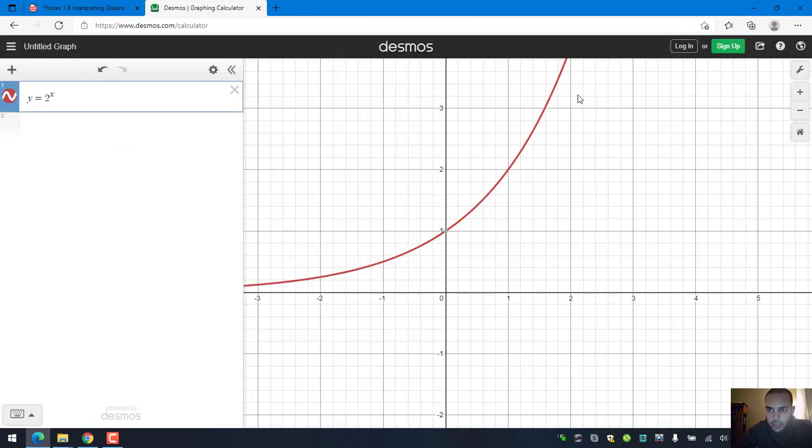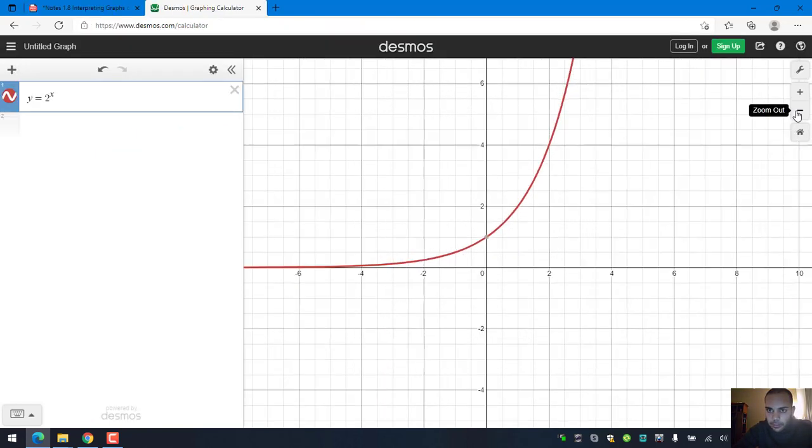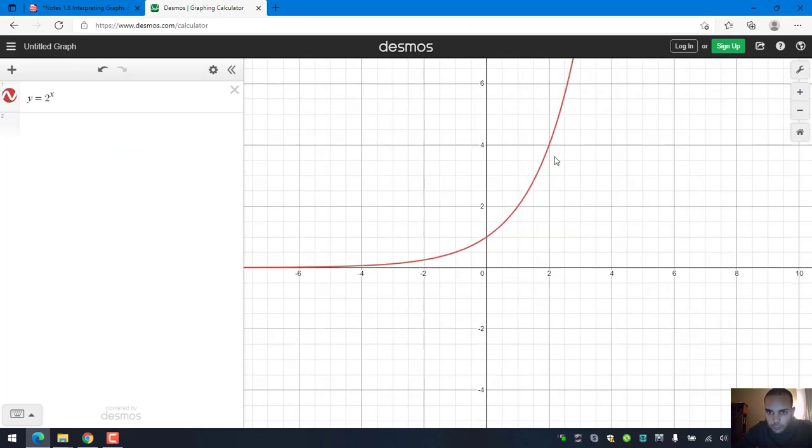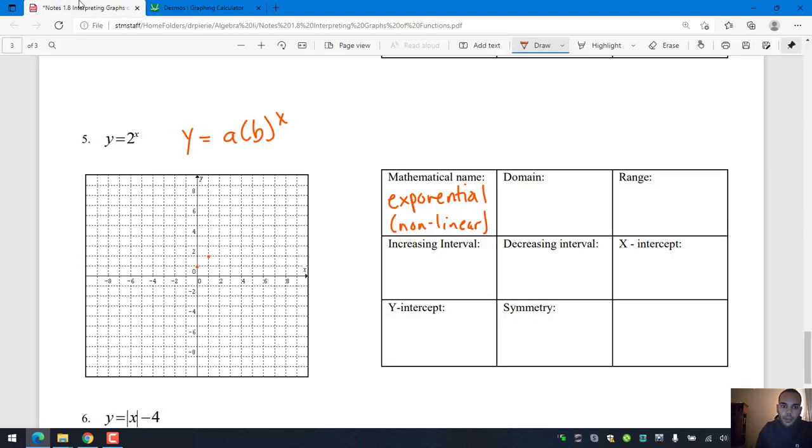Let's get 1 more going to the right. If I plug in 2, what do I get back? I've got to zoom out a little bit. When I plug in 2 into this equation, I should get about 4 back as well. 2, 4 is another point. Okay, so I've got 3 points going to the right.